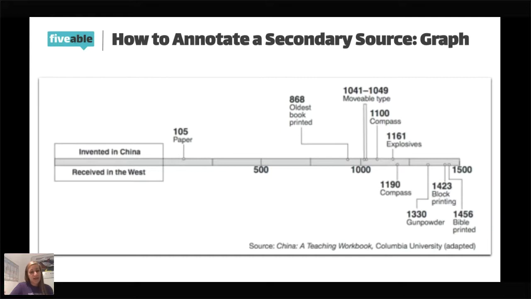When you're annotating a graph like this, you can kind of think of it as like talking yourself through it. And that's one thing I have to do with these. I have to kind of talk myself through, especially when it's one that's not so obvious, like this graph with the things above invented in China and received in the West, because they're kind of smushed together for me. I would have to kind of walk my way through it. And that's a great way, obviously, to use contextualization.